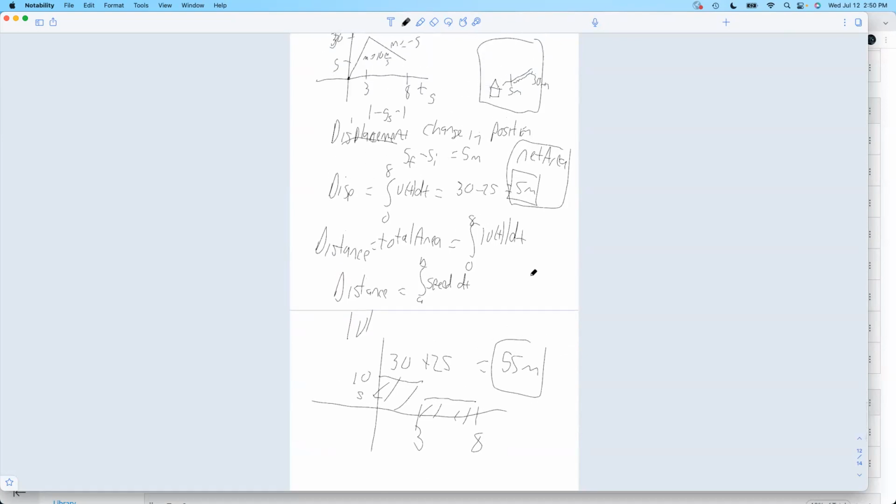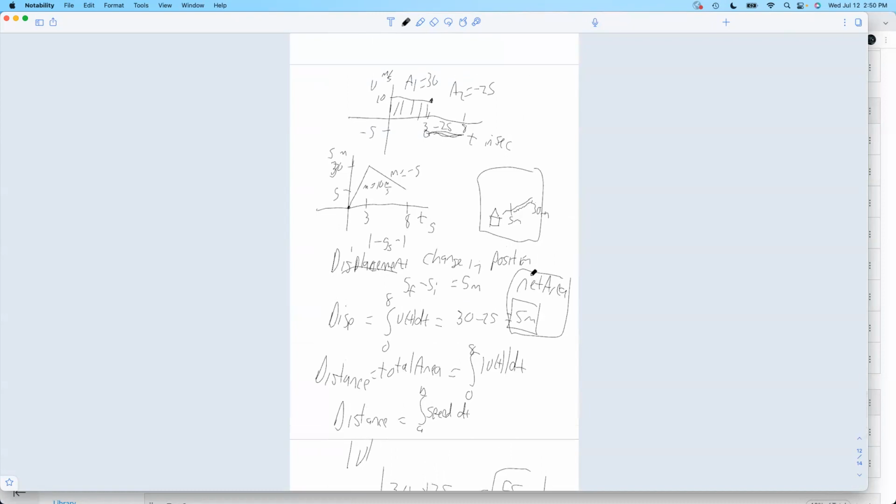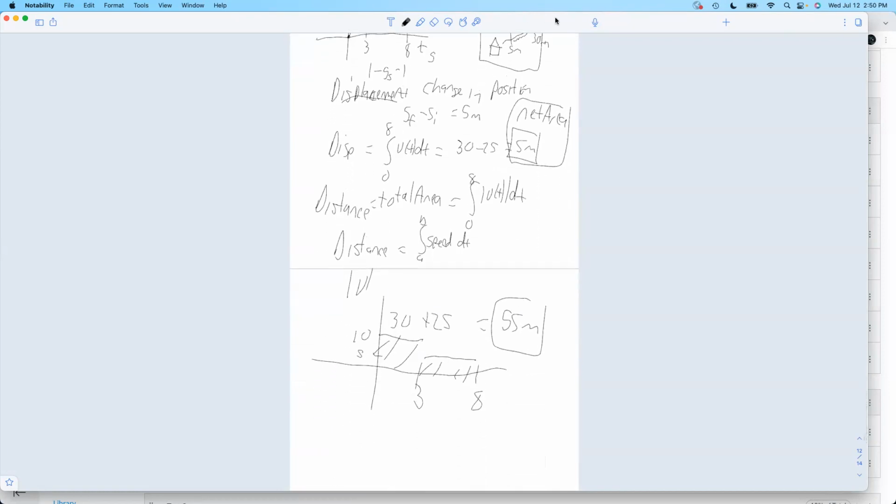So total area, we make all the little regions positive. The classic example of that in the real world is distance. Distance is the definite integral of the absolute value of velocity. We don't care about direction. Displacement cares about direction. Anything moving away from the starting point, we would call positive velocity. In this case, toward we would call negative. Okay, that's a good place to stop on that one.